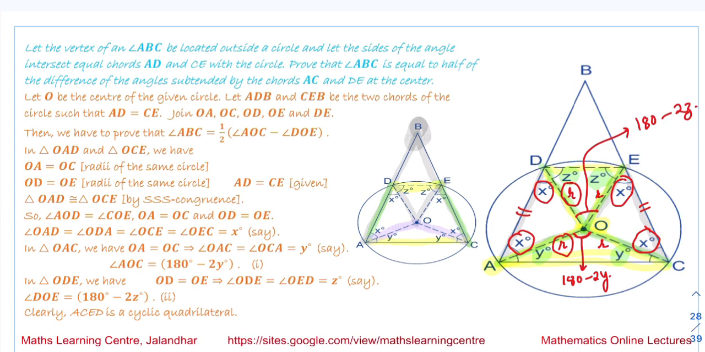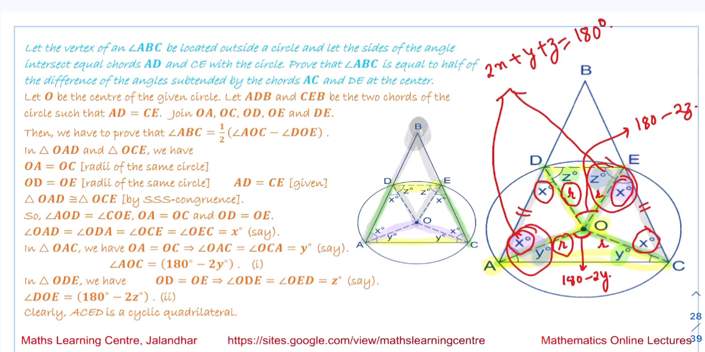Now as ACED is a cyclic quadrilateral, this angle at E is x plus z, and this angle at A is x plus y. So the total angle is 2x plus y plus z, which is equal to 180 degrees. Now if we look at this triangle BDE, we are talking about this triangle BDE.